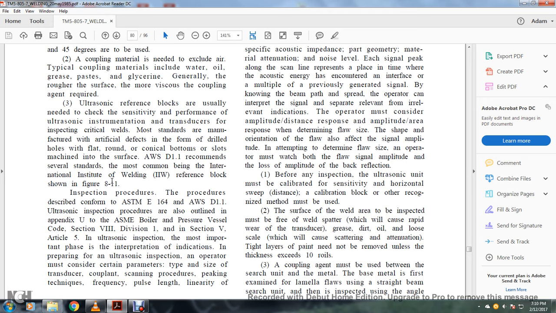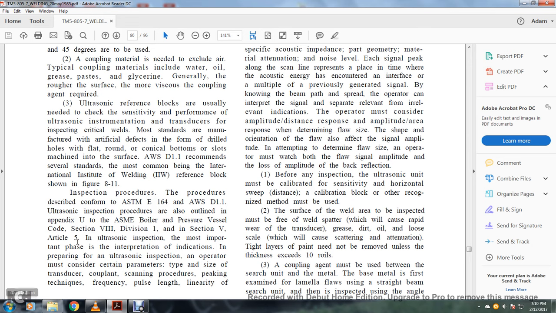Inspection procedures are described in ASTM E164 and AWS D1.1. Ultrasonic inspection procedures are also outlined in Appendix U of the ASME Boiler and Pressure Vessel Code, Section 7, Section 8, Division 1, and Section 5, Article 5.